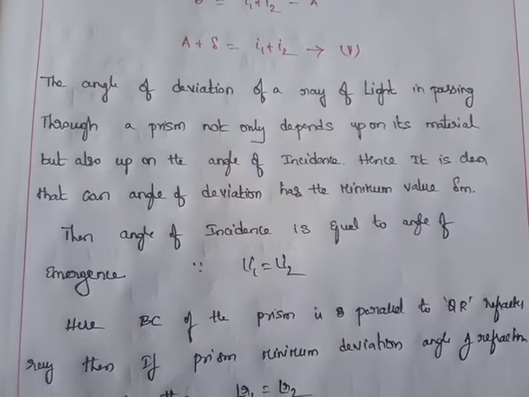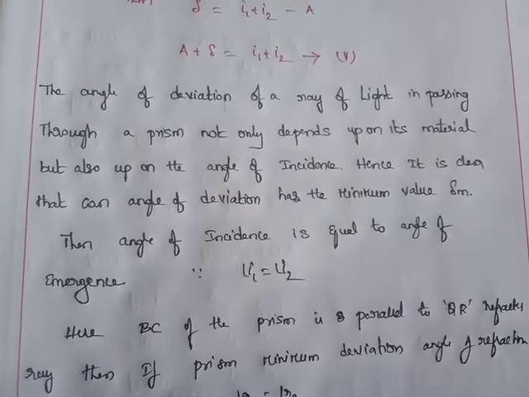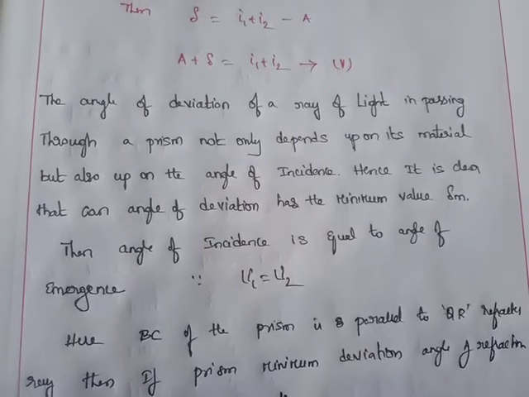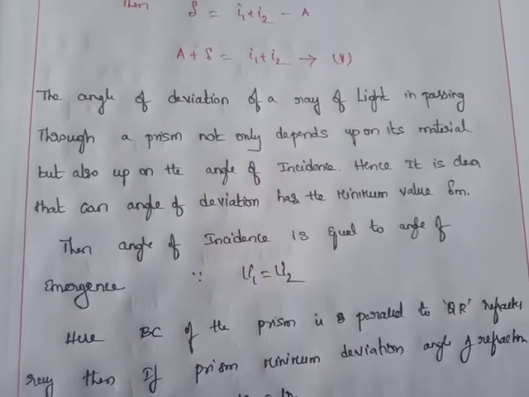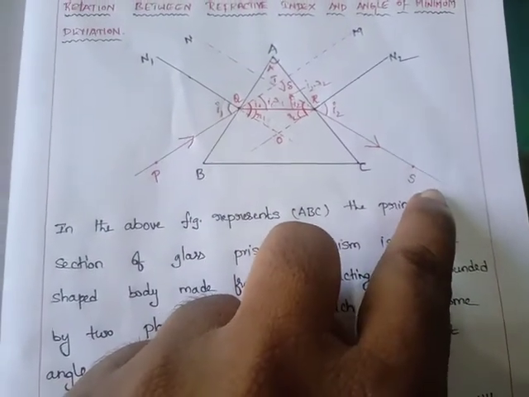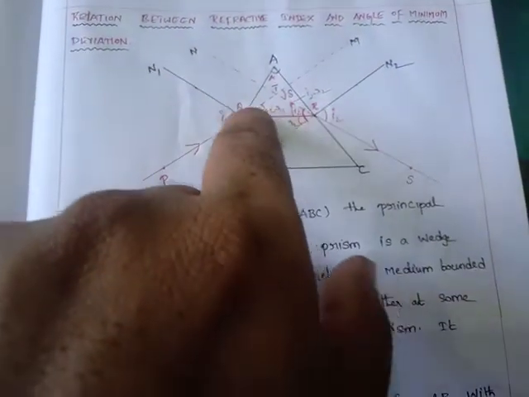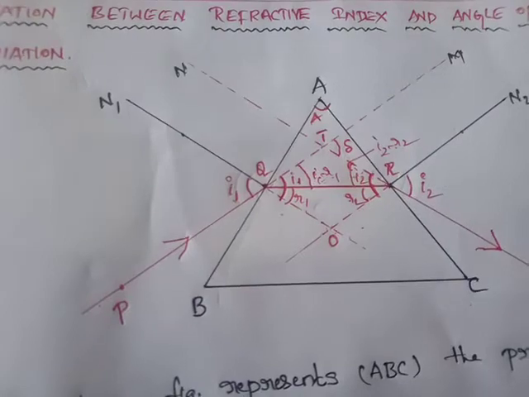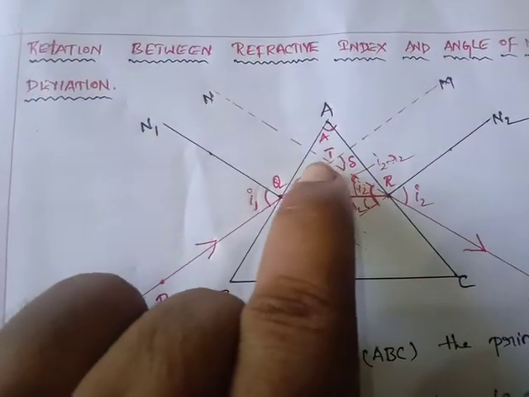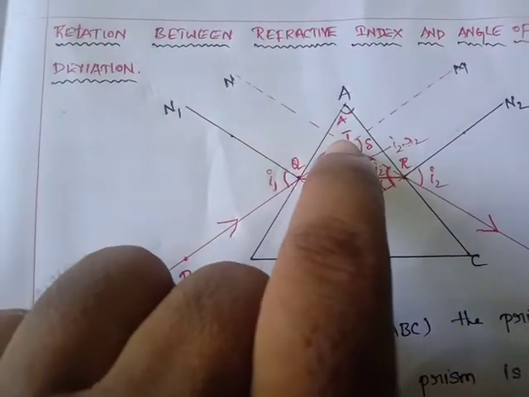Therefore, the angle of deviation of a ray of light passing through a prism depends not only upon the material but also upon the angle of incidence. Hence, it is clear that the angle of minimum deviation means the minimum value, delta M. That means whenever the light ray is passing along PQ or RS, in the opposite direction, the deviation is minimum.